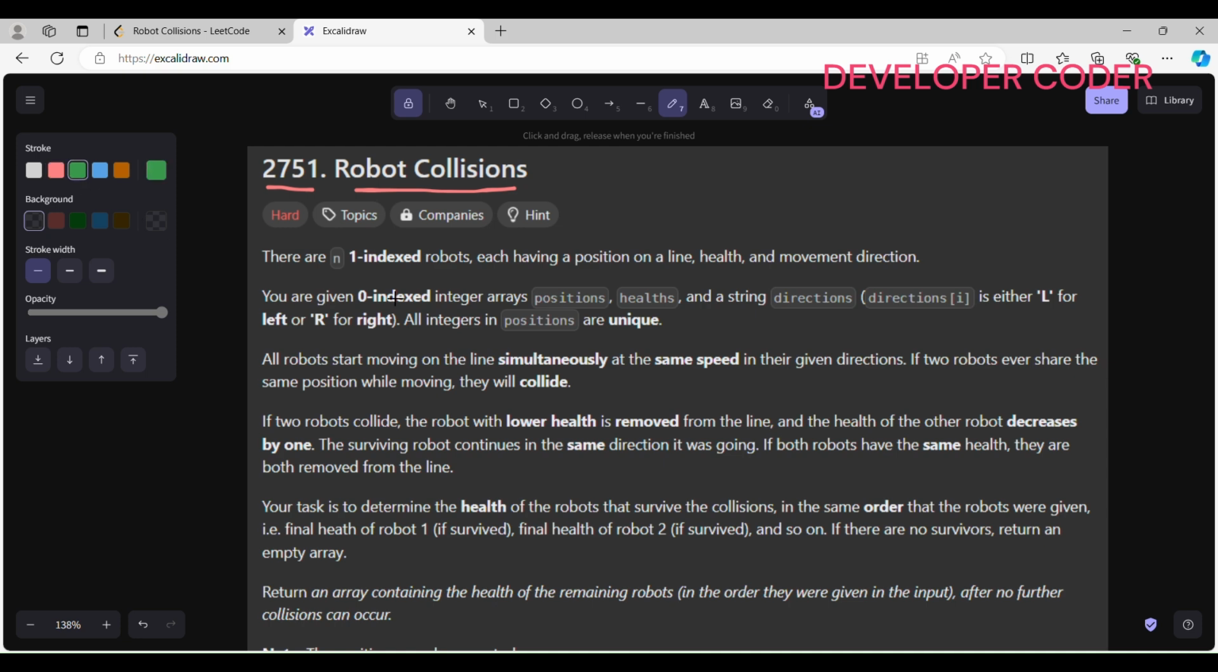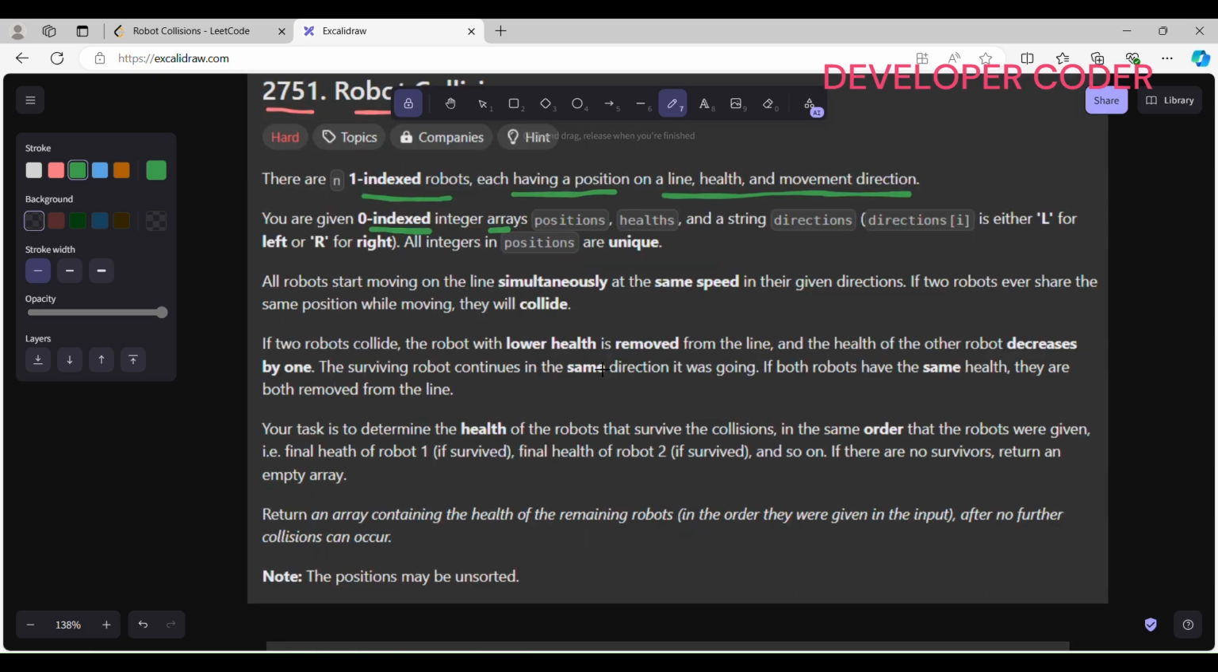There are n 1-indexed robots, each having a position on a line, health, and movement direction. We are given 0-indexed integer arrays positions, health, and a string directions. Directions[i] is either L for left or R for right, and all integers in positions are unique. All robots start moving on the line simultaneously at the same speed in their given directions. If two robots ever share the same position while moving, they will collide.